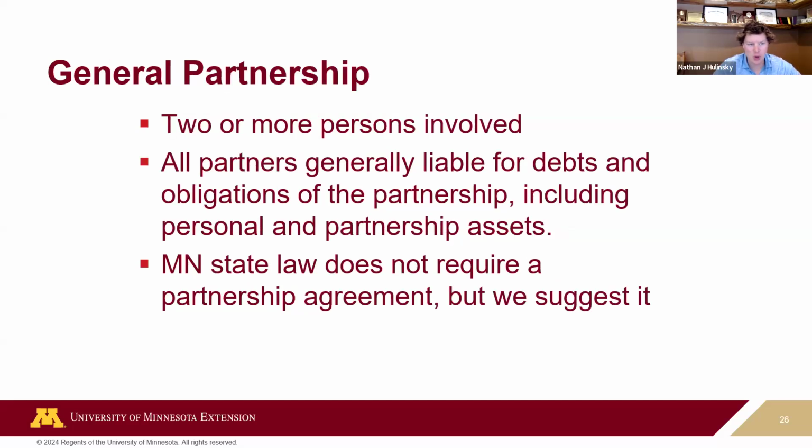Okay, so again, the general partnership is going to be a little bit less formal, where you have two or more people involved. All partners generally are going to be liable for debts and obligations of the partnership, including both personal and partnership assets. So both farm and personal assets are all going to be grouped together. But there's no liability protection. We'll talk about that in a little bit.